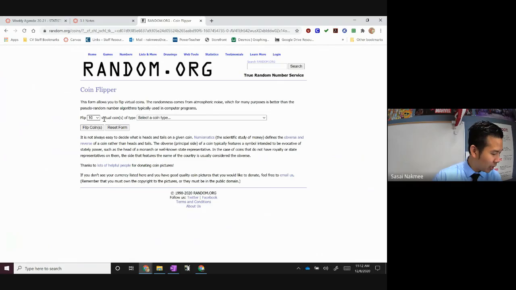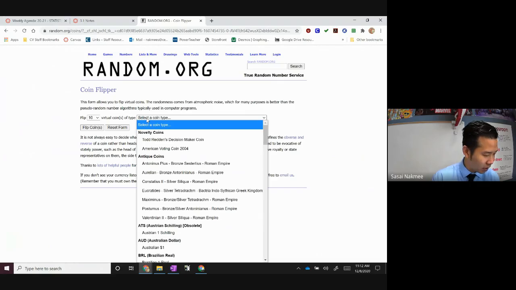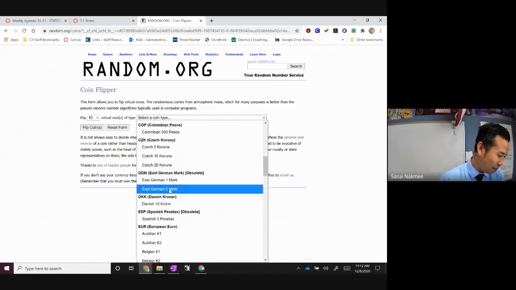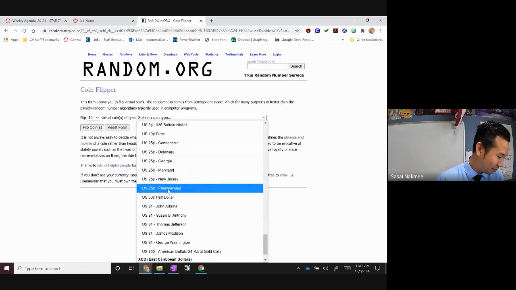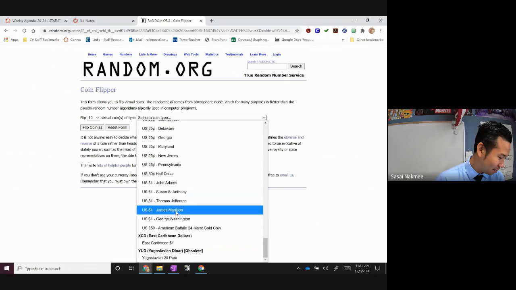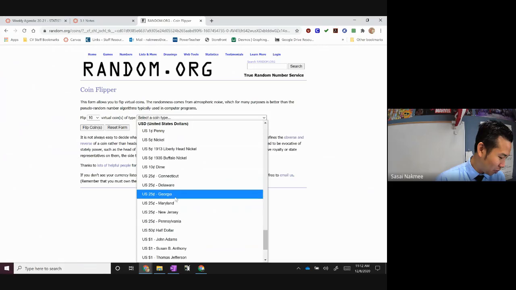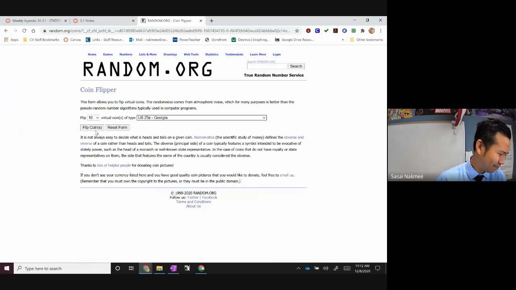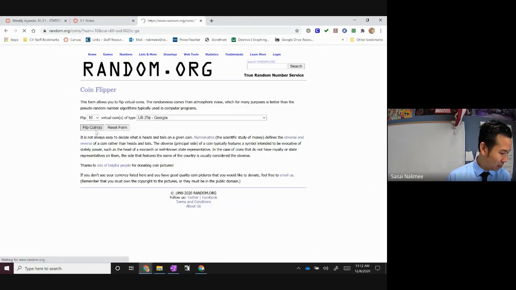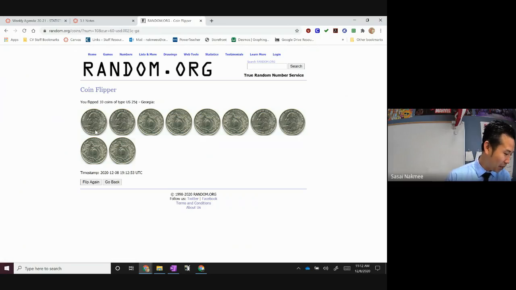Okay. Flip 10 virtual coins. You can pick what type of coin you flip. Let's go with the 25-cent piece from Georgia. Ridiculous. Okay. Are you flipping? Oh, it actually has a picture of the coin. That's not bad.